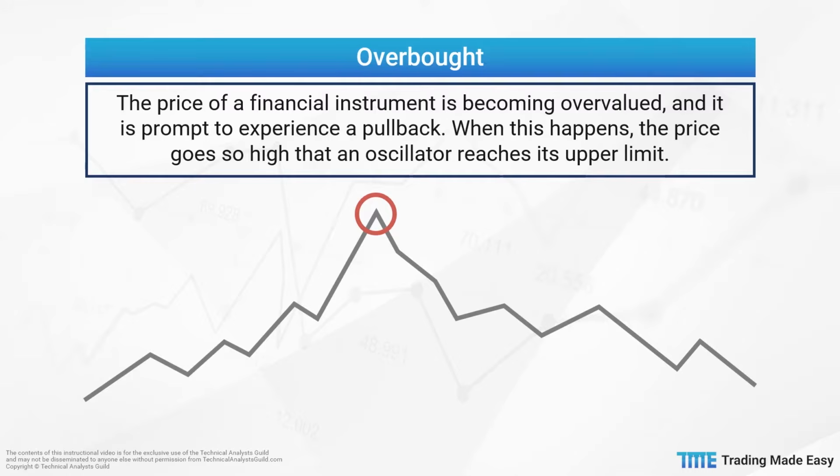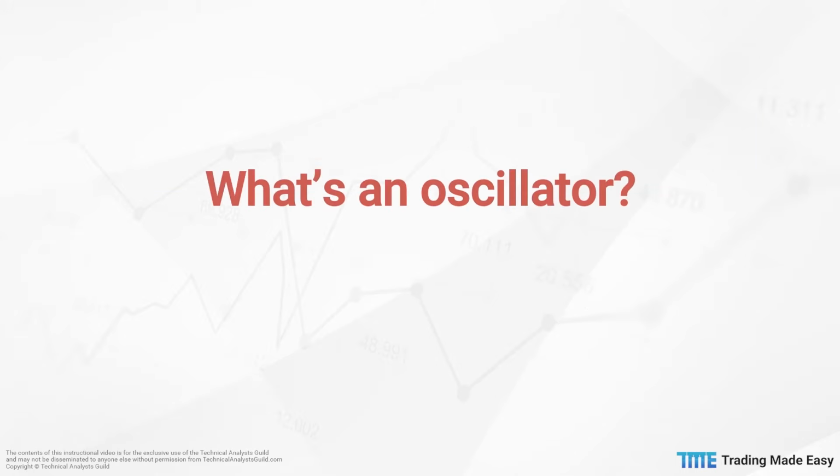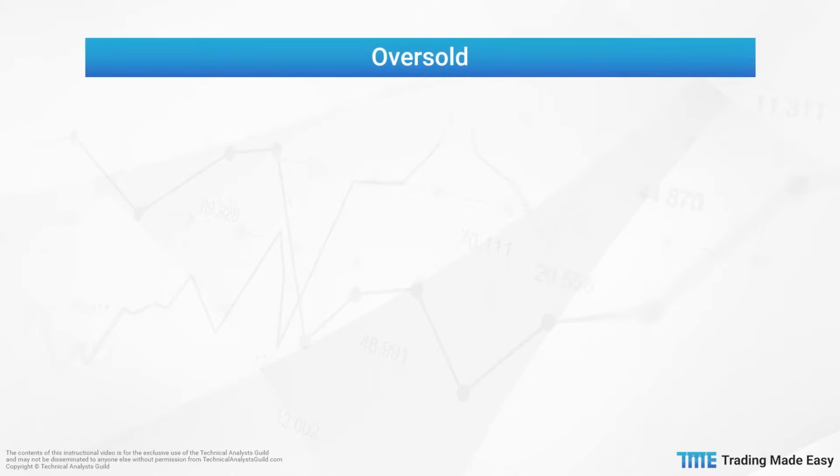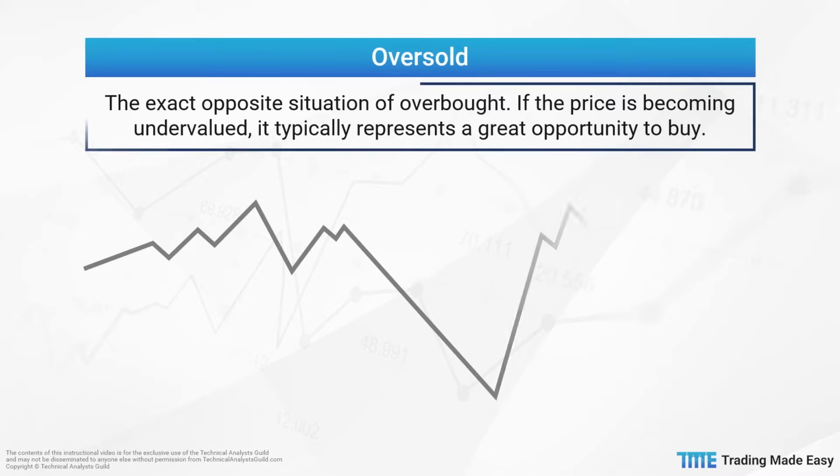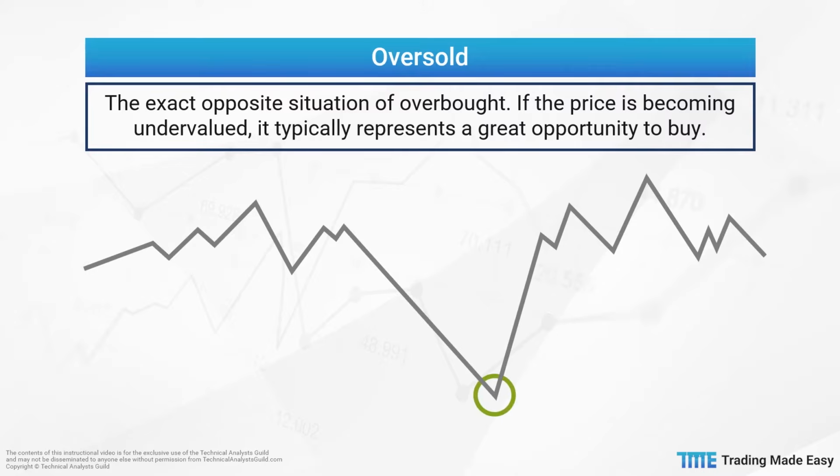When this happens, the price goes so high that an oscillator reaches its upper limit. I know we have not spoken about oscillators just yet. I'll tell you about it in a second. But before we get into that, let me clarify that oversold is the exact opposite situation of overbought. Obviously, if the price is becoming undervalued, it typically represents a great opportunity to buy.